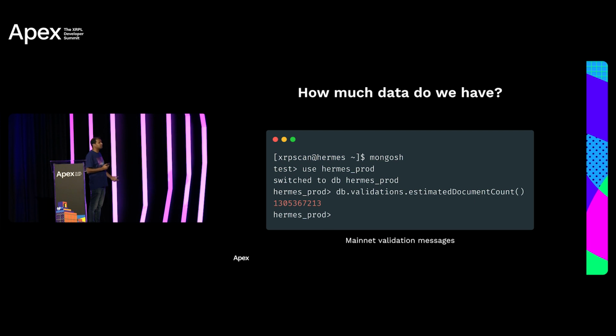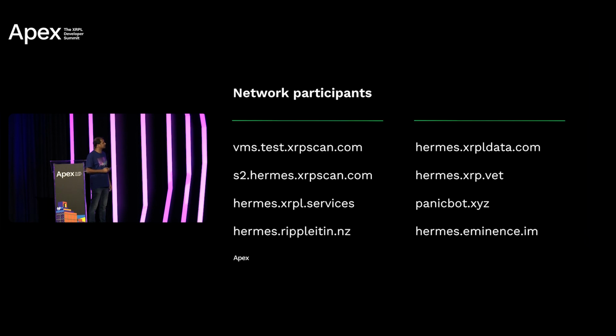How much data do we have right now? This node has been running for the last 10 months, and I just queried the MongoDB. There are about 1.3 billion validation messages right now. We're planning to double the storage so that it will last for another year. If anyone is interested, they can peer with us and fetch these messages.